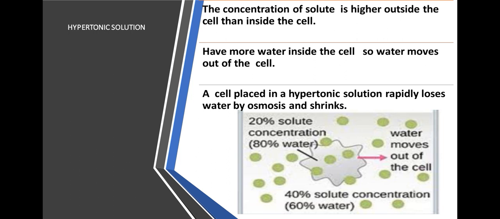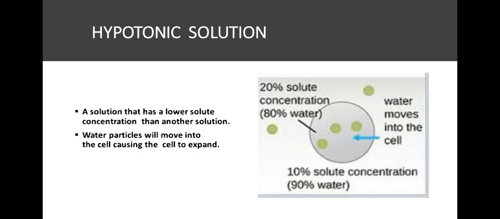Next, hypertonic solution. The concentration of solute is higher outside the cell than inside the cell. There is more water inside the cell, so water moves out of the cell. A cell placed in a hypertonic solution rapidly loses water by osmosis and shrinks. 20% solute concentration, about 80% water. Water moves out of the cell. 40% solute concentration, 60% water.